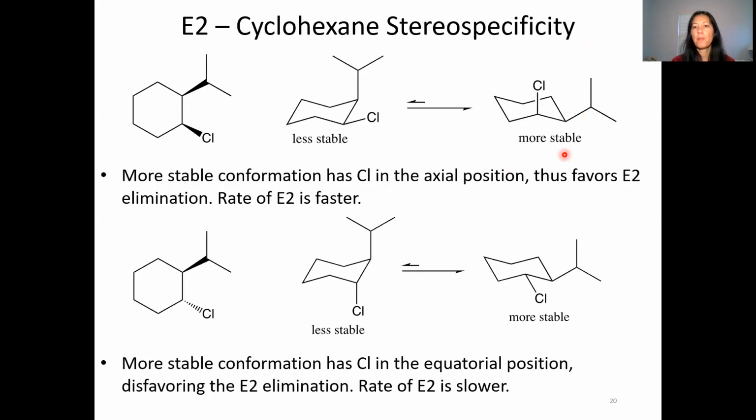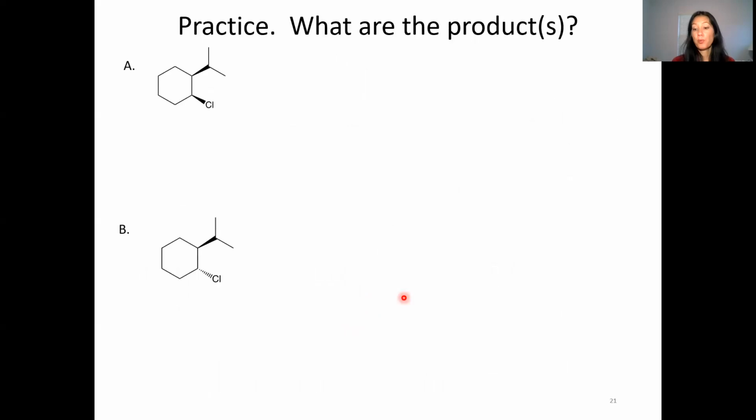So the upper compound will undergo E2 faster. The rate will be faster. The rate of the lower one is slower. So predict the products.